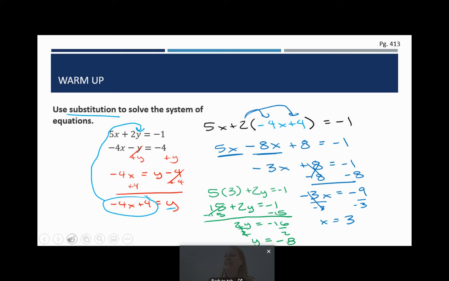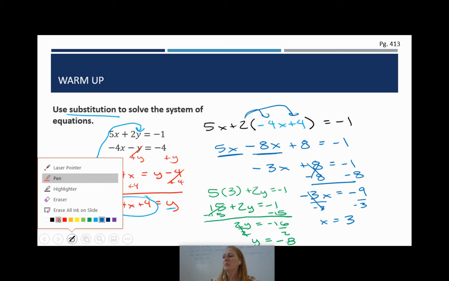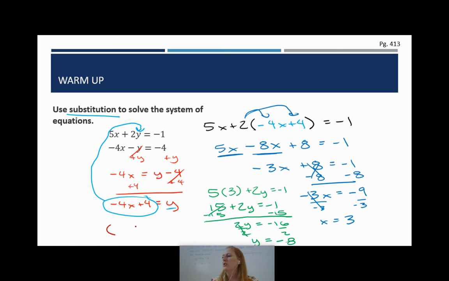Don't forget to write your answers in ordered pair. So I'm going to write my answers in ordered pair. My x coordinate is 3. My y coordinate is -8. Boom. So that was a little bit of a throwback.